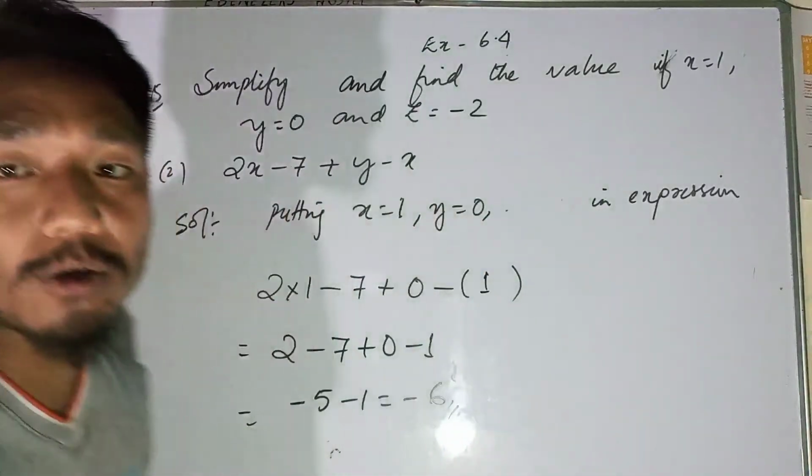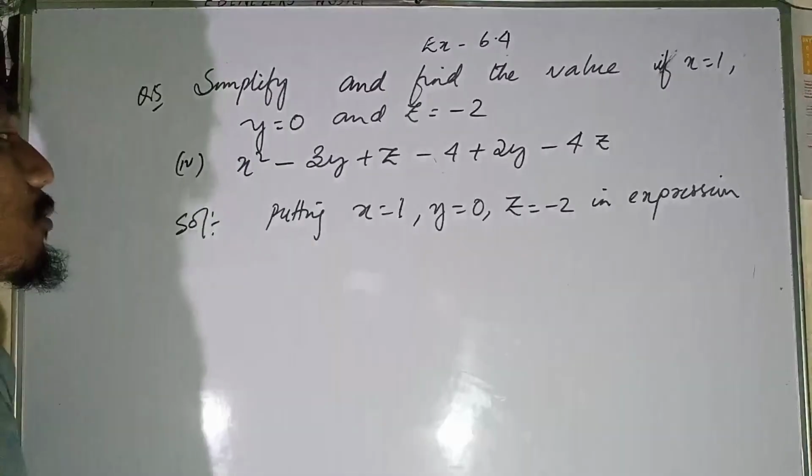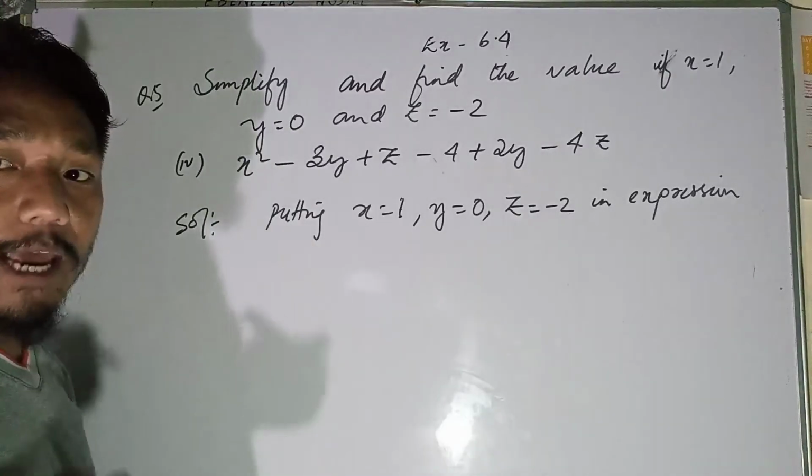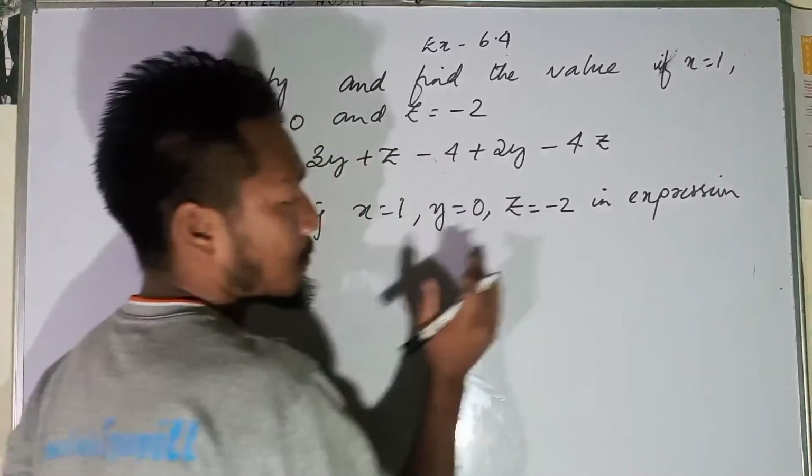Okay, let's go with another question, Roman number 4 of question number 5. So wherever x is there, I have to put 1. Wherever y is there, I have to put 0. Wherever z is there, I have to put minus 2.